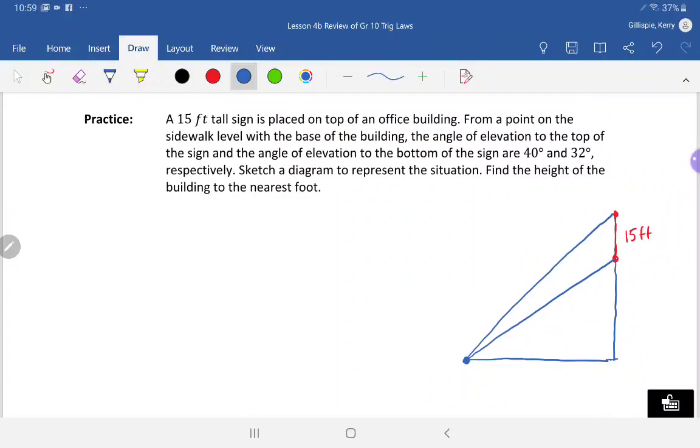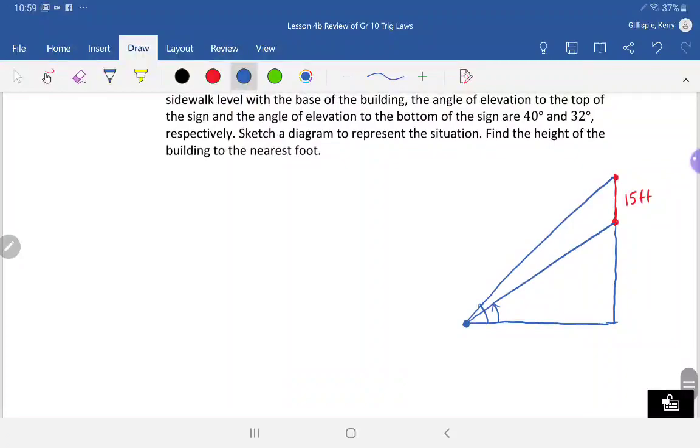You're looking up at an angle of 40 degrees for the top of the sign, so that's this entire thing, and just 32 degrees for the bottom of the sign. Okay, I'll let you finish the rest of that. And of course the homework that was on grade 10 review as well.